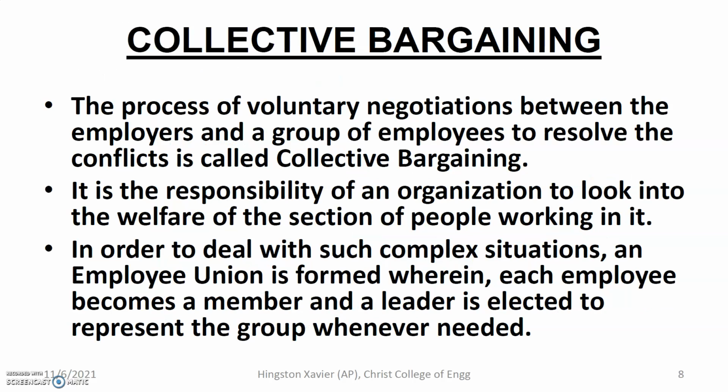Now we will discuss a topic called collective bargaining. Collective bargaining, by definition, is the process of voluntary negotiations between the employer and a group of employees to resolve the conflicts.